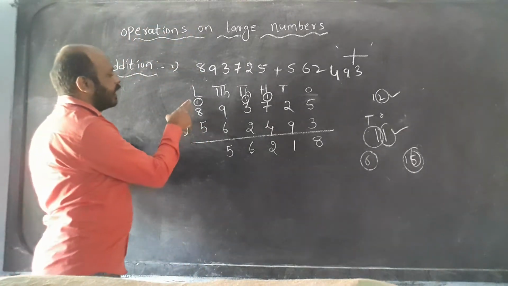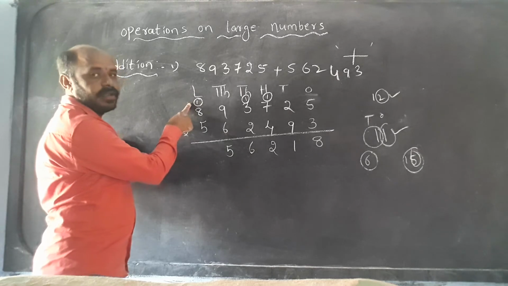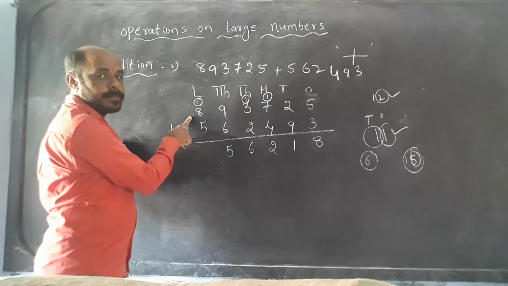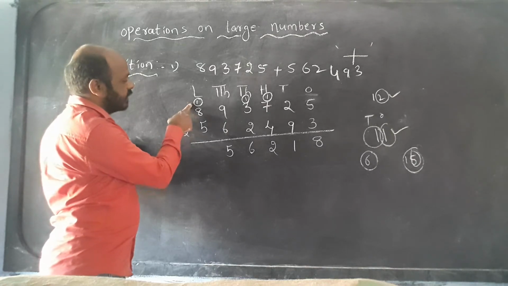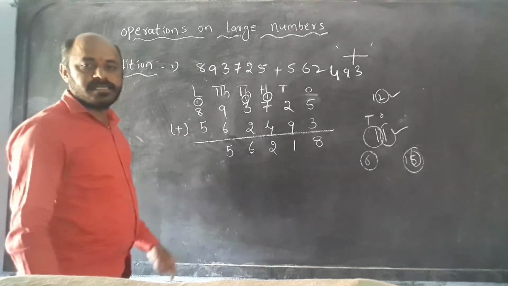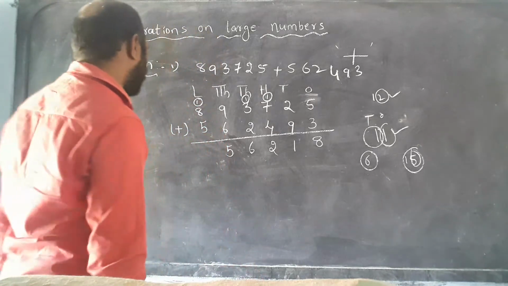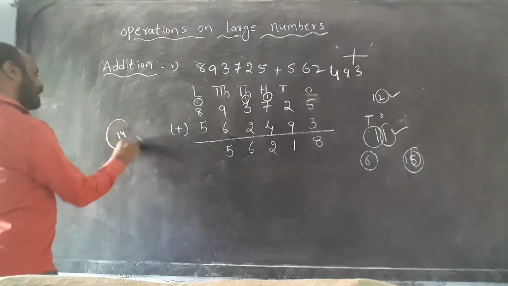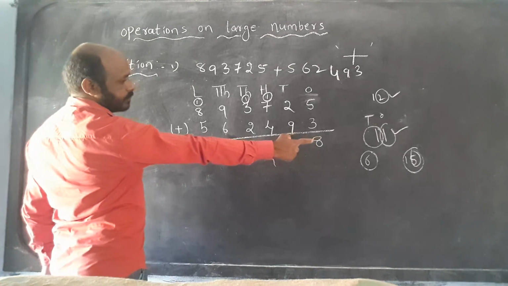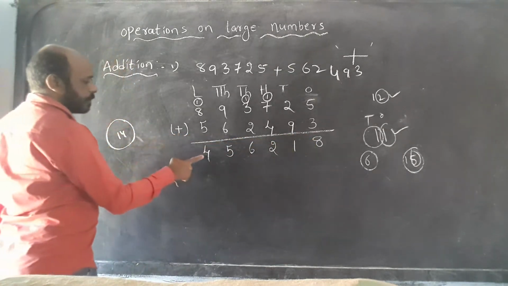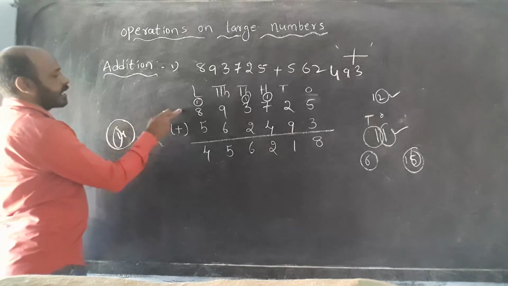Then see here, 8 plus carry 1. Always, carry means we have to compulsorily add the number. 8 plus 1 is 9, 9 plus 5 is 14. For 14, we write the 4 here, and 1 is also a carry forward.